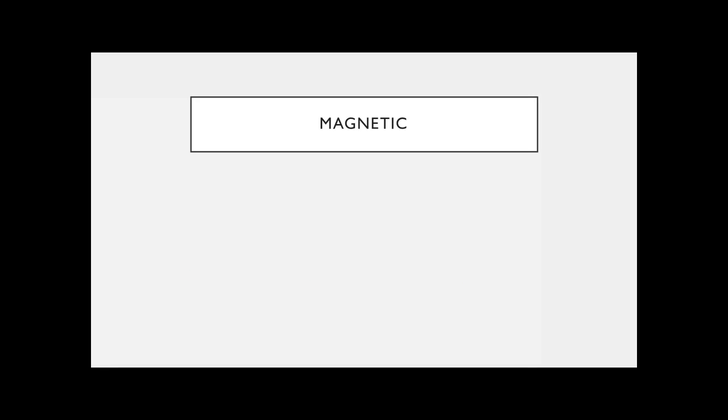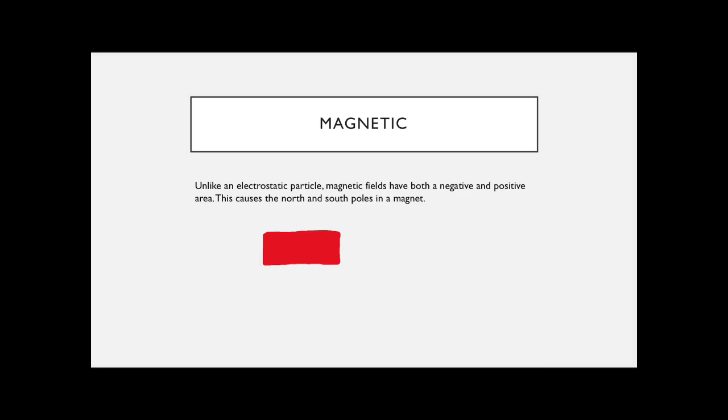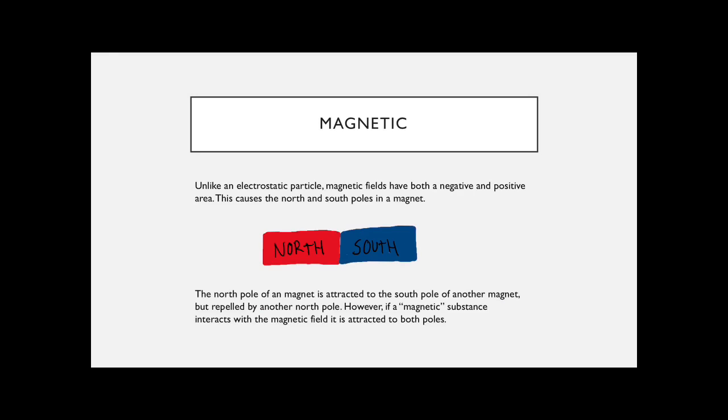The magnetic force is similar, but also different than the electrostatic force. Unlike an electrostatic particle, magnetic fields have both a negative and positive area. This causes the north and south poles in a magnet. The north pole of a magnet is attracted to the south pole of another magnet, but repelled by another north pole. However, if a magnetic substance interacts with the magnetic field, it is attracted to both poles.